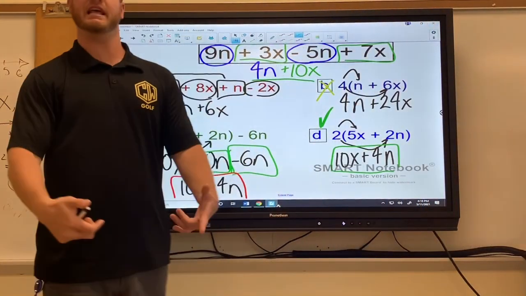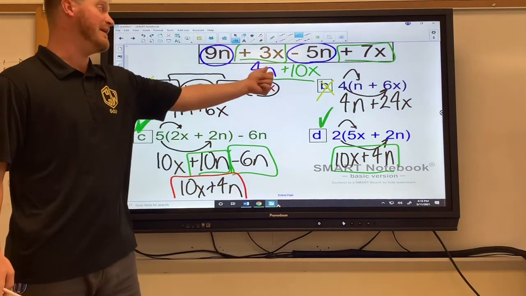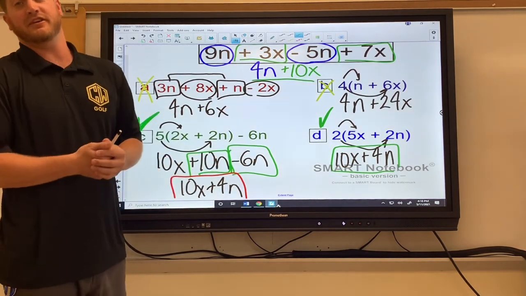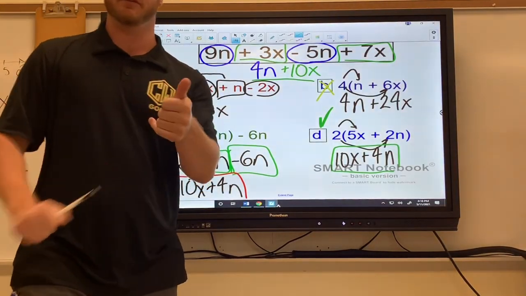So when you do the work today, you might have to work through each and every problem, so it's kind of like 4 mini problems or maybe 5 mini problems in one. Just take your time, work it out, and make sure you're coding the like terms so you don't get confused and you keep it organized.